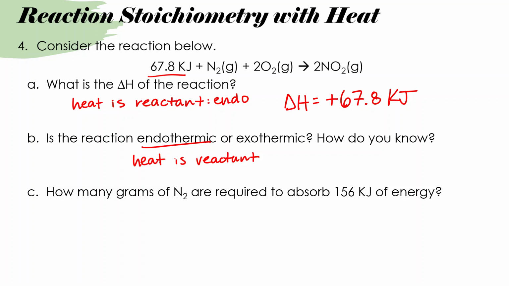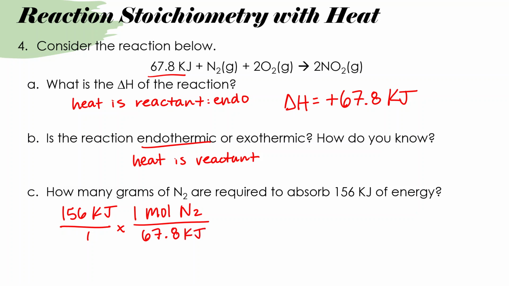The next one says, how many grams of nitrogen are required to absorb 156 kilojoules of energy? I'm going to start with 156 kilojoules over 1. I know from my balanced equation that every time 1 mole of nitrogen reacts, I need to absorb 67.8 kilojoules. So I'm going to use that as a conversion factor between heat and moles. Then I can just use my molar mass to convert from moles of N2 into grams of N2.